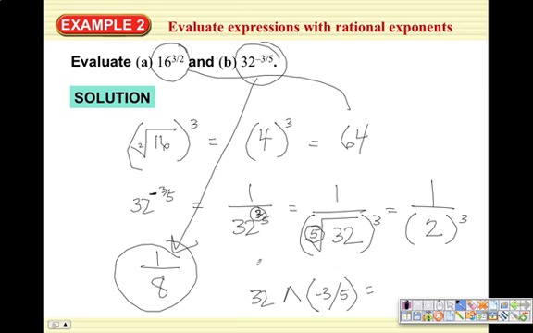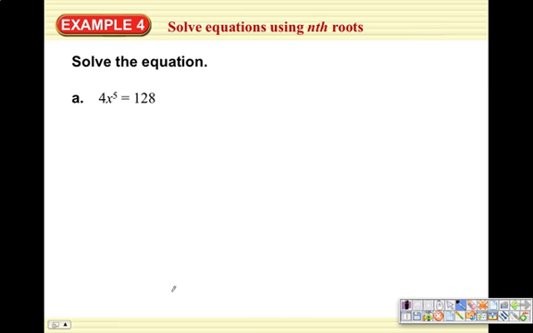Okay? We're going to solve equations using nth roots. We skipped example 3. Example 3 is just typing in the calculator, which you can read in your book, or we'll come back to that. But solving equations, here we go. If you want to solve for x, obviously get x by itself, so first step, divide by 4. Divide by 4, so we get x to the 5th equals 32.